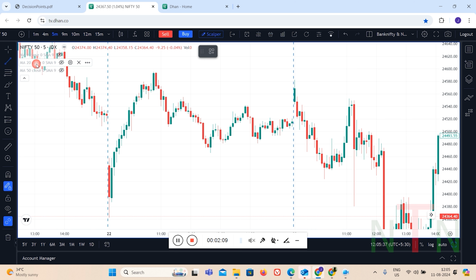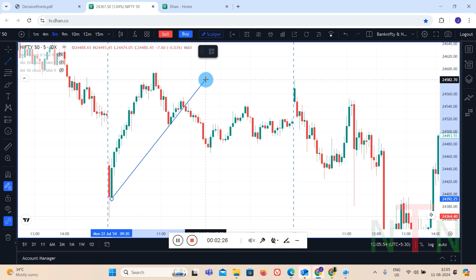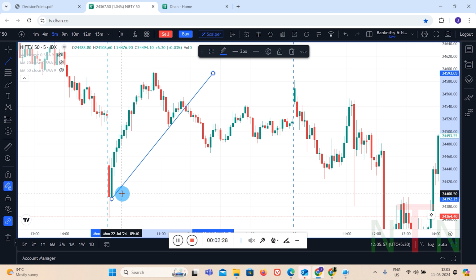So we try to draw a trend line. A trend line is drawn based on a swing. When a swing has happened, from the first swing point we can draw a trend line from this point to this point. This is one trend line.